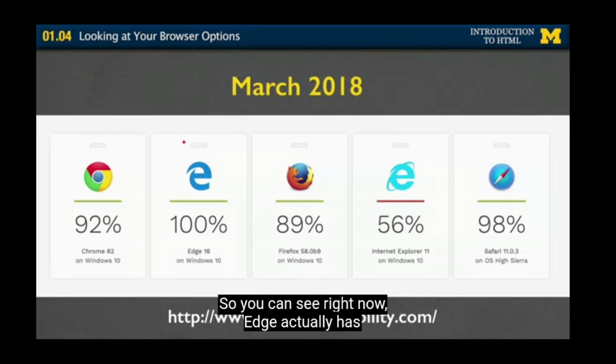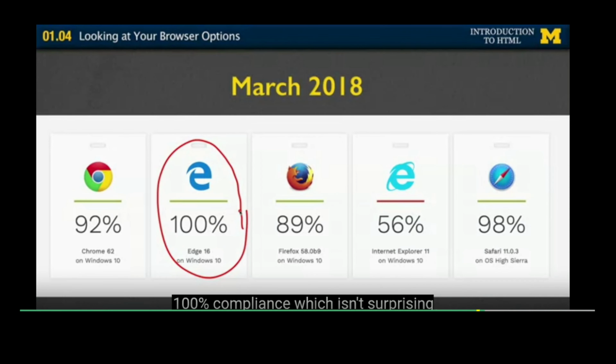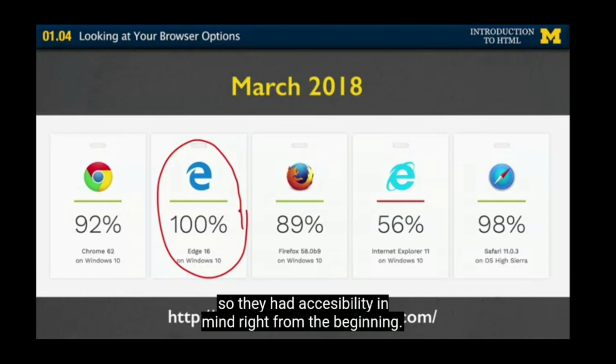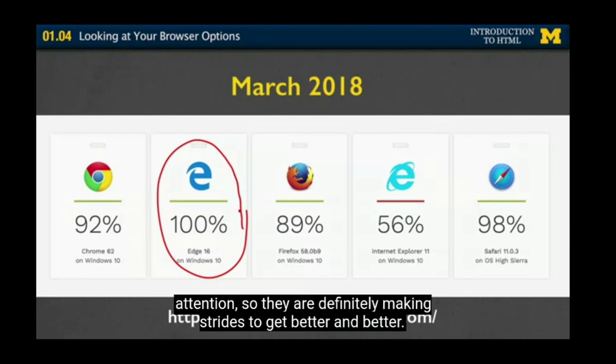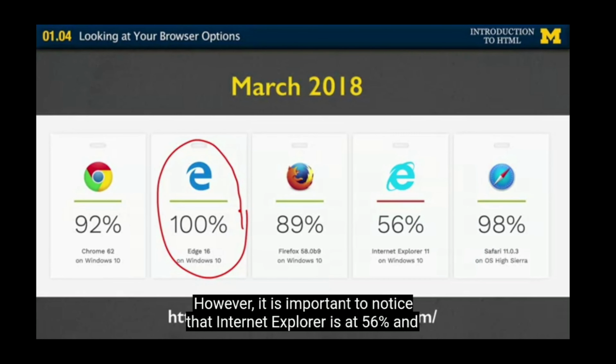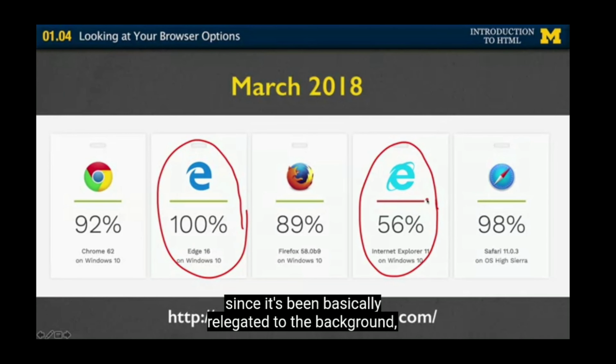And what you'll find at this site is how well the different browsers are supporting the tags. So you can see right now it has 100% compliance, which isn't surprising because it's one of the newest browsers, so they had accessibility in mind right from the beginning. The other browsers were created before people were paying quite as much attention, so they're definitely making strides to get better and better. However, it is important to notice that Internet Explorer is at 56%, and since it's been basically relegated into the background, it's unlikely that it's going to get much better.